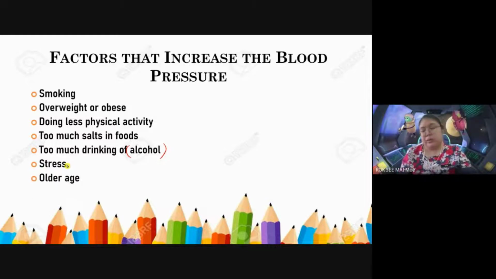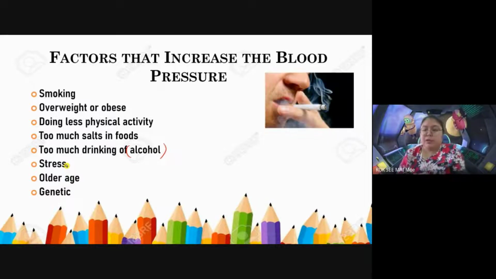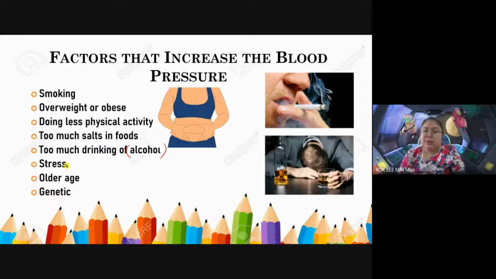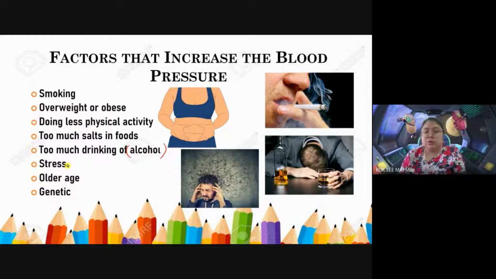Okay, and the next one should be older age lah. Normally we say the older, the more high blood pressure, compared to the young people. Okay, and the last one should be genetic. Sometimes it's genetic. Okay, if the family has a history of high blood pressure, that means the generation also got it. Okay, so for example, smoking, obesity, alcohol drinking, and also stress. Okay, these are the main causes for blood pressure increase.